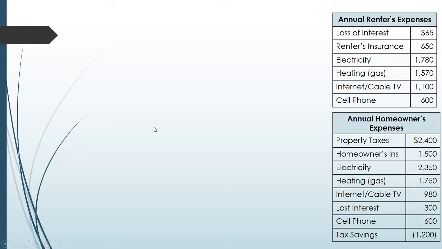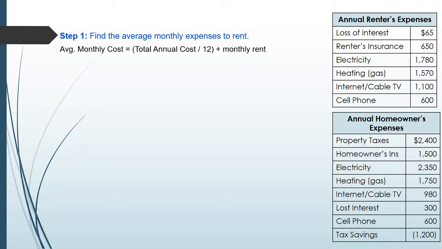So the first thing you want to do is find the average monthly expenses to rent. The formula for that is simply getting the total annual cost. The reason we did that is because the table talks about annual and we're only looking for monthly expenses. We're going to add up all of the expenses and divide it by 12 because there are 12 months in a year. And then we're going to add the monthly rent to it because, as you can tell in the expenses table, monthly rent was not included.